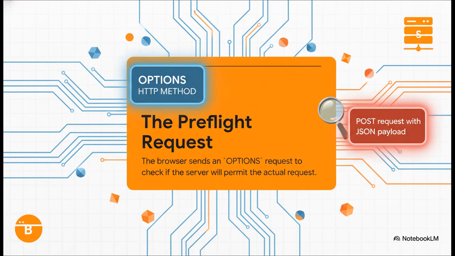So how does it ask? Well, behind the scenes, before your fetch or Axios call even really gets going, the browser automatically sends a tiny preliminary request using the OPTIONS HTTP method. It's basically the browser asking on your behalf, "Hey server, I'm about to send a POST with a JSON payload from this origin. Are we cool with that?"